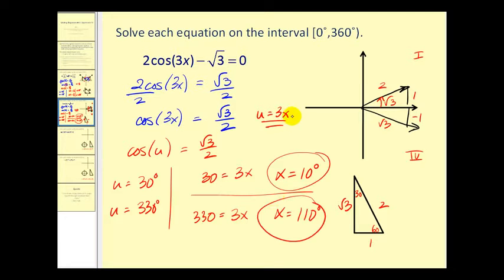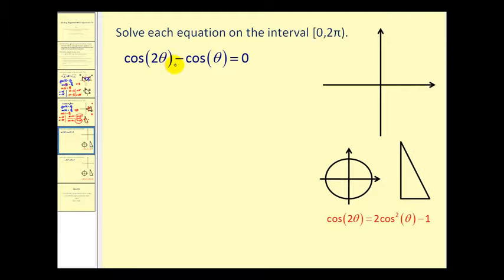So it's important to remember when we do this substitution, we have to go back and find the value of x. Now this problem is a little bit different. We have cosine 2 theta and a cosine theta. Since these angles are not the same, we're going to have to perform a substitution. Remember that cosine 2 theta is equal to 2 cosine squared theta minus 1. So we're going to perform the substitution for cosine 2 theta.